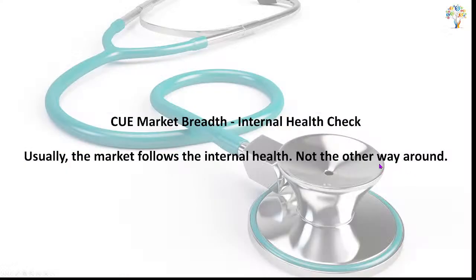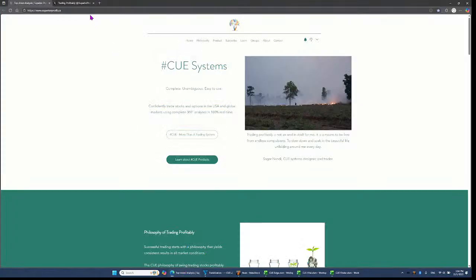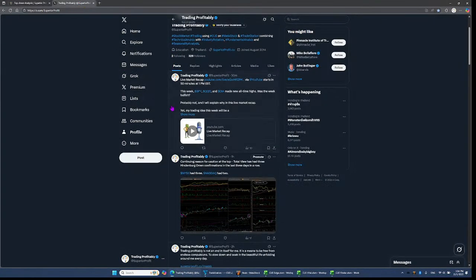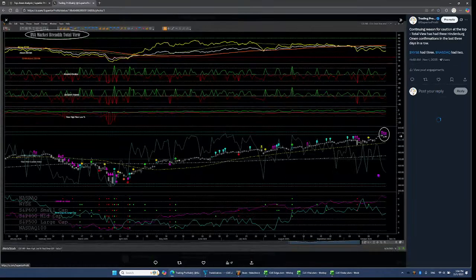Market breadth, internal health check. Usually the market follows the internal health, not the other way around. I already tweeted some of the market breadth charts. Let's look at that. Total view, the broadest view of the market.